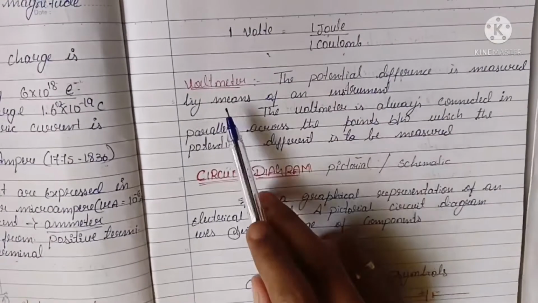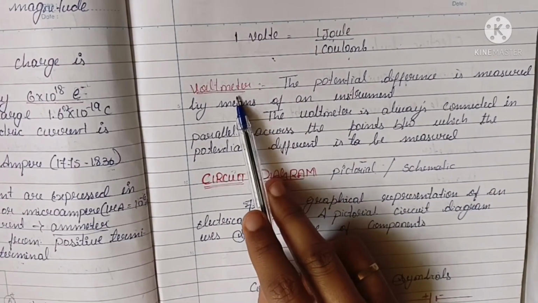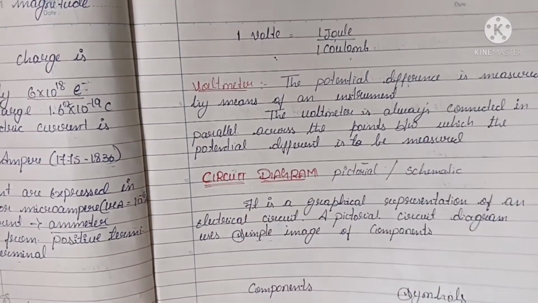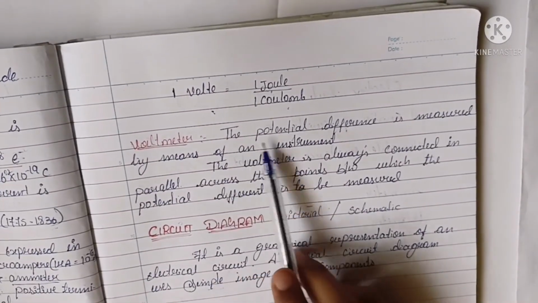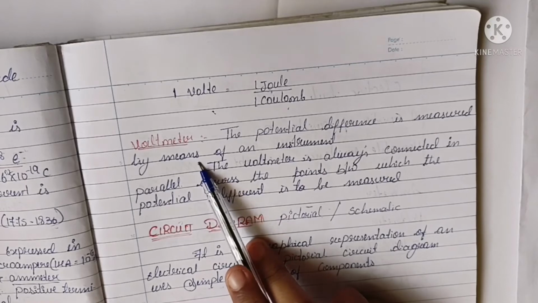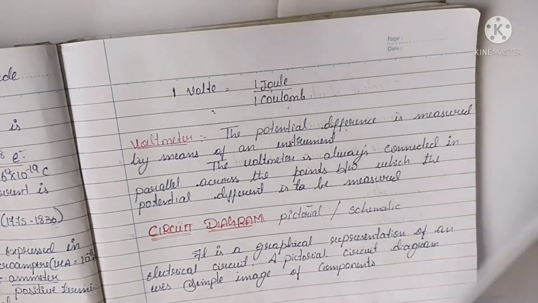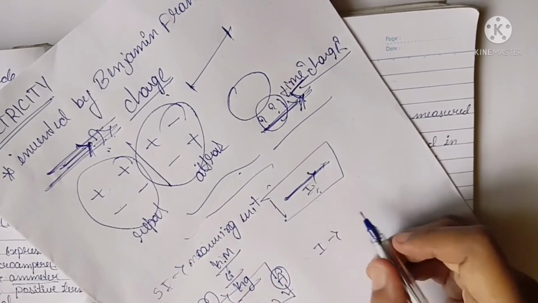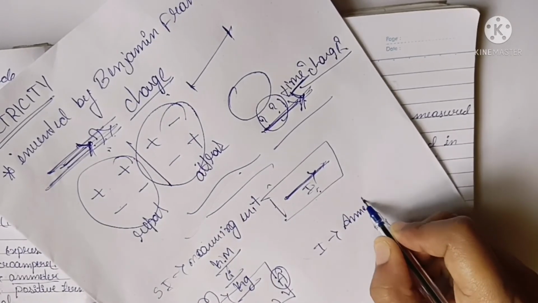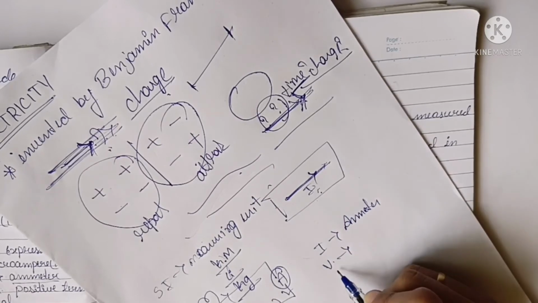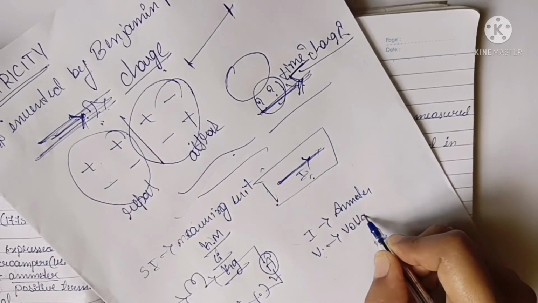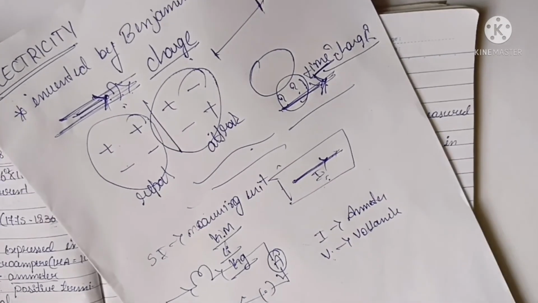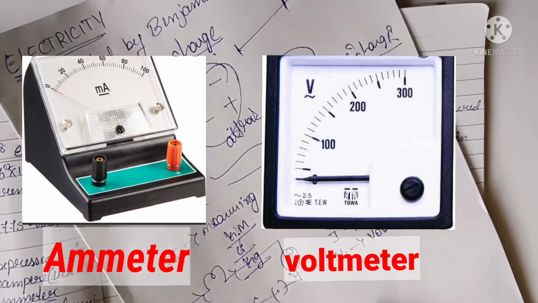Okay, fine. So the next one is the voltmeter. What do you mean by voltmeter here? In the previous class, when we were discussing current, I told you about the ammeter. What about this voltmeter now? The voltmeter says that the potential difference is measured by means of an instrument. See, current, that is I, we measure with the instrument called an ammeter. But this voltage, or potential difference, or volt, we measure with the voltmeter. This is the instrument, as you are seeing on the screen.